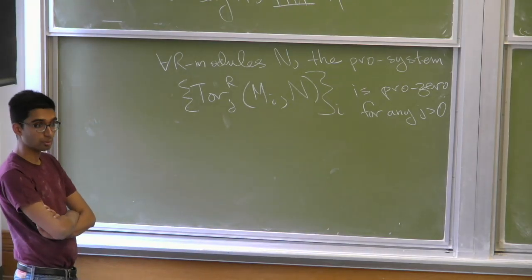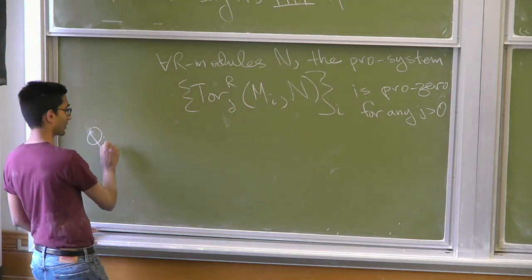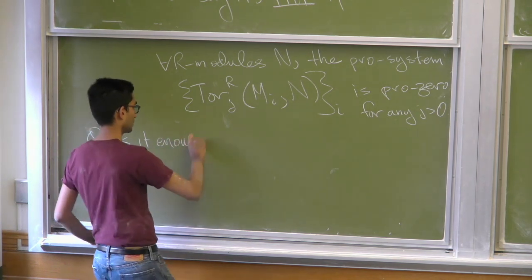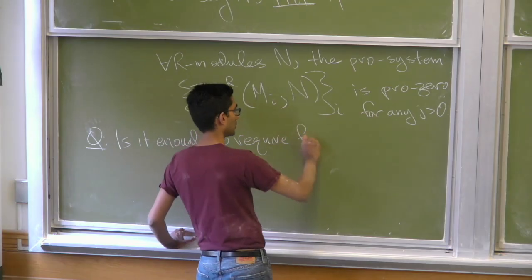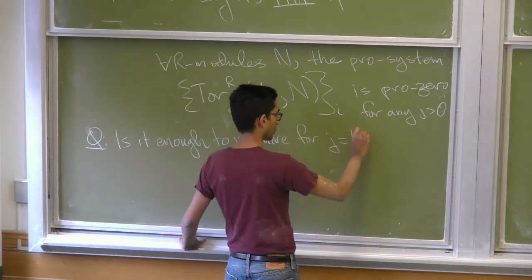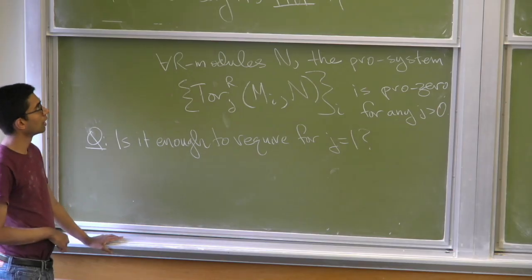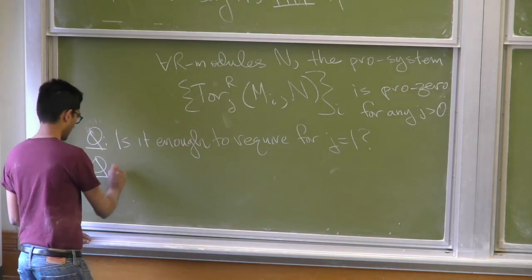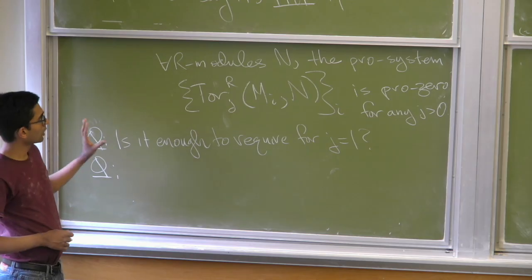Is it enough to require this for j equals 1? I don't know. Not clear. Okay, so let me write that as a question. Is it enough to require this for j equals 1? But I have to think about it. But maybe let me also ask another question.